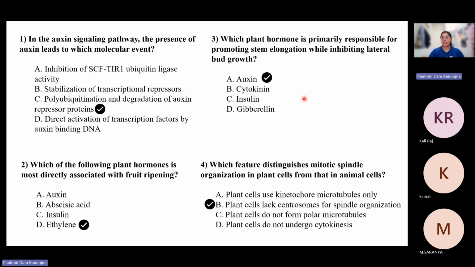And then you have, okay. So primarily responsible for stem elongation. Any elongation is because of auxin. And because I told you they have this apical elongation, auxins promote apical elongation and inhibit lateral elongation.